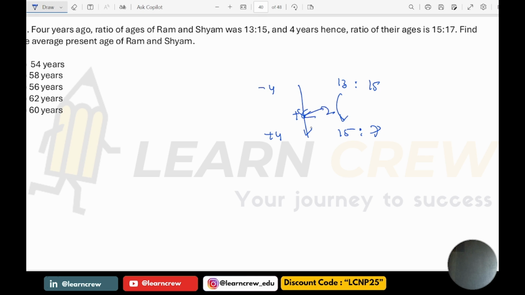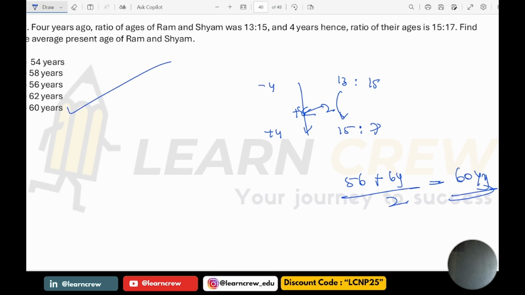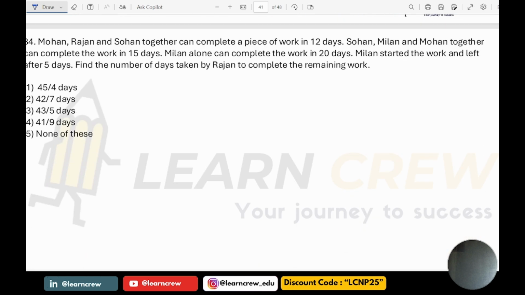2 parts is 8. Thereby, average age of Ram and Shyam. So 13 parts would be 52 plus 4, 56 is the first person. 15 parts is 60 plus 4, 64. The average would be divided by 2, which is 60 years. So answer is 60 years. Next, question number 34.